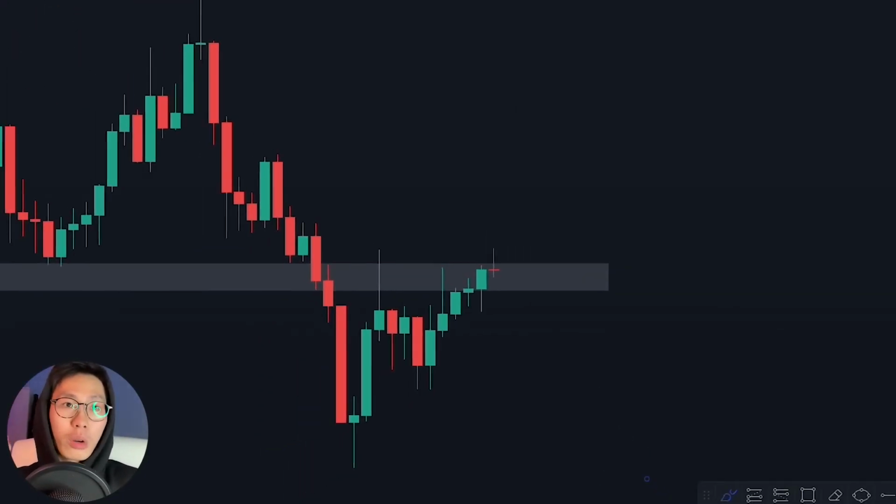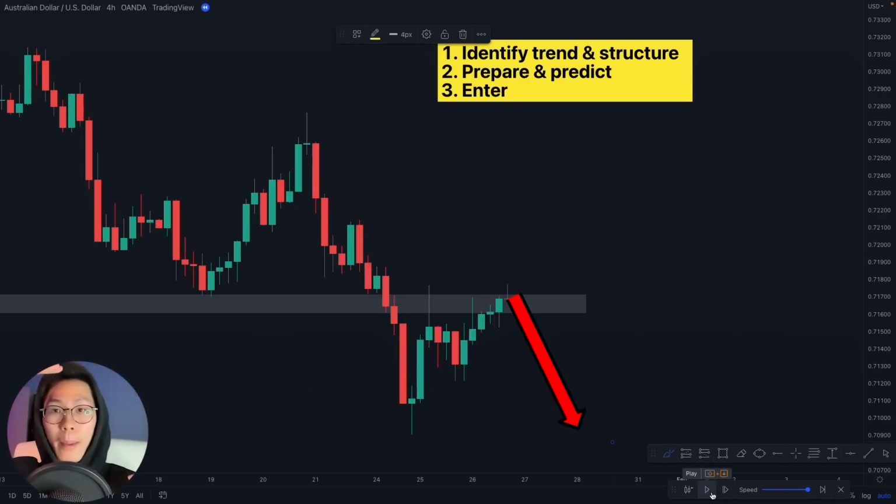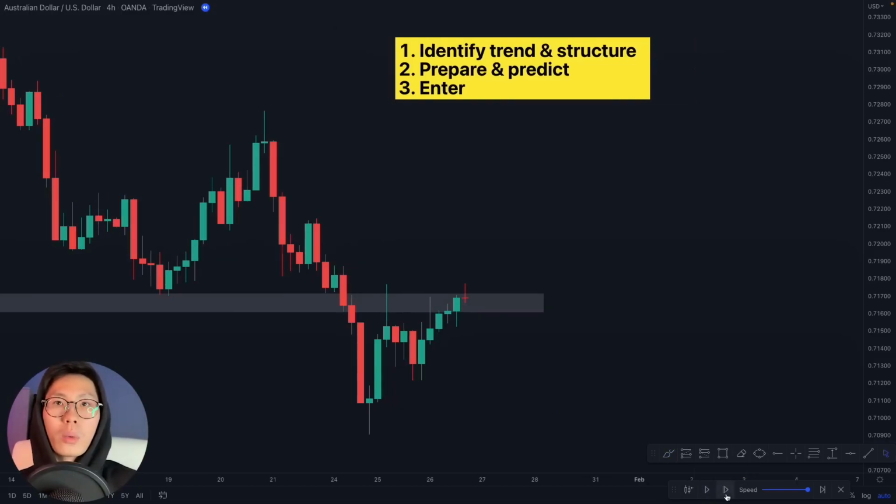But we do not enter for a sell here yet because I want to see some sort of bearish engulfing candlestick, like a big red candlestick that tells me that, okay, price is actually rejecting this area and it's gonna head back down. That is when we enter for the trade. So we still wait.